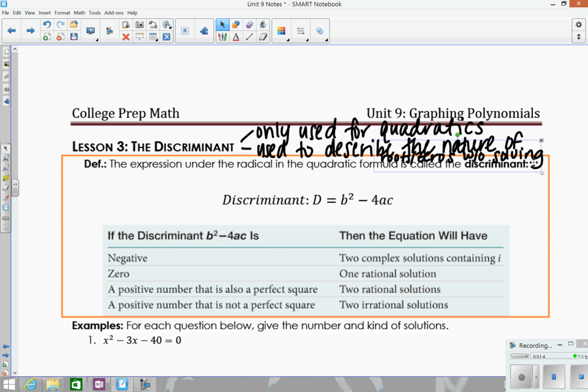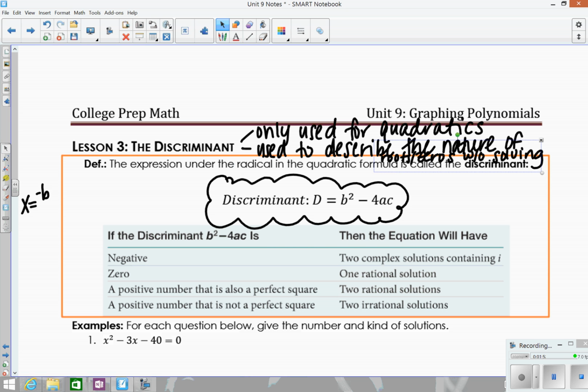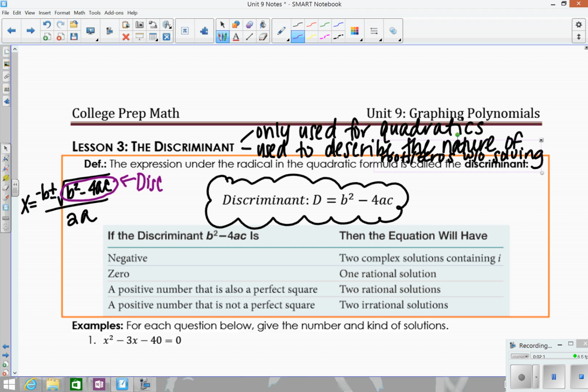So the formula for the discriminant is D equals b squared minus 4ac. And if you recall the quadratic formula, x equals negative b plus or minus the square root of b squared minus 4ac, all over 2a. The discriminant is really the part underneath the square root. That part underneath the square root is really what determines what kind of roots, or what kind of zeros, you're going to have.